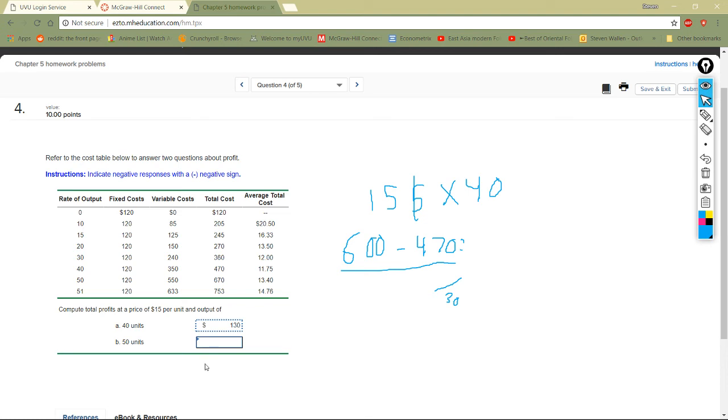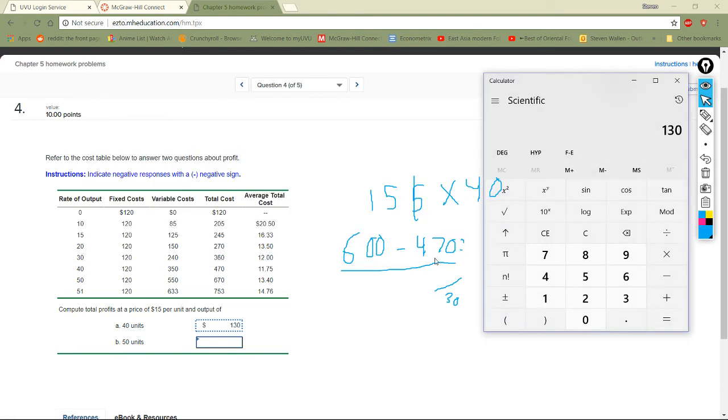The other way you can do it is you can do what's called profit per unit. So this is total revenue minus total costs equals total profit. The other way you can run this is you can do what's called price per unit. So if I got $15 per unit, and at 50 my average cost is $13.40, all I do is I take 15, and it's going to cost me $13.40, so I'm going to go minus $13.40. So it gives me $1.60 a unit.